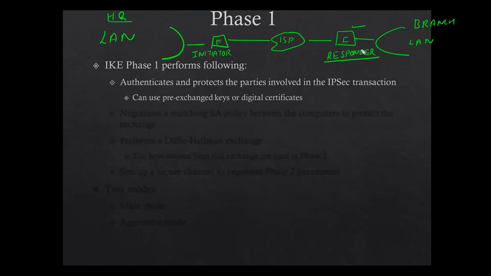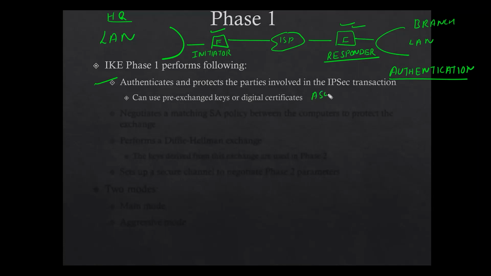Now it says it authenticates and protects the parties involved in the IPsec transaction. What happens is that when phase 1 is being initiated or exchanged, this firewall has a unique ID. This firewall also has a unique ID. So authentication takes place to ensure that you are talking to the right FortiGate firewall. That's why authentication is required. Hence, authentication protects the parties involved in the IPsec transaction. Is this much clear? It can use pre-exchanged keys or digital certificates.